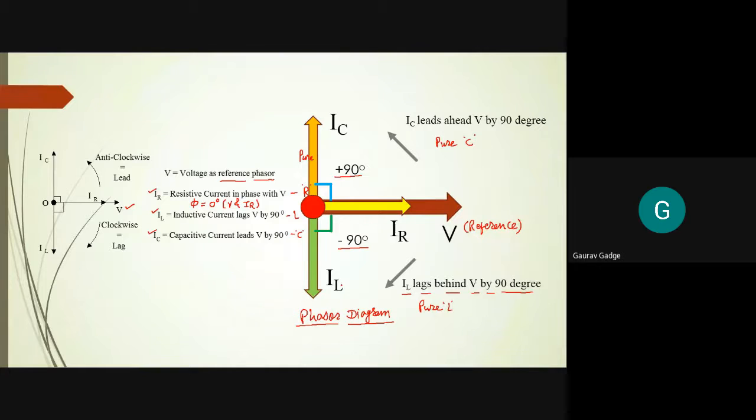So this is the complete phasor diagram when we have voltage as a reference. Okay. Now the next topic which we are going to study is, after understanding pure resistive, pure inductive and pure capacitive, we have to combine these loads: pure resistive, pure inductive and pure capacitive. After studying those three elements, we have to combine these three elements. Okay. So let us start with this.